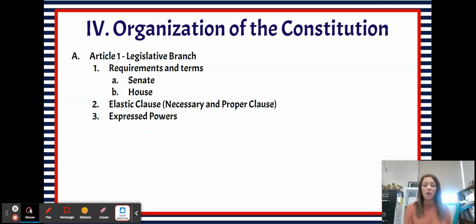Also in Article 1 of the Constitution are the expressed powers of Congress. And if something is expressed, that means it is written down. It's specifically stated in the Constitution. So we don't have to guess, can they do this or can they not do this, okay? So expressed powers of Congress, some examples of those would be like they have the power to tax. They have the power to coin money. They have the power to declare war. Those type of things would be examples of expressed powers, okay?